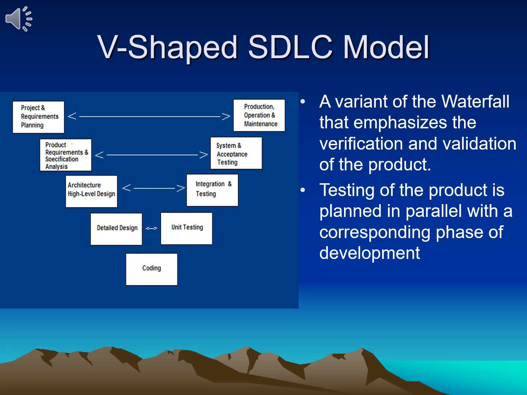Conclusion. The V-shaped SDLC model is best suited for projects where requirements are well defined and unlikely to change. It is commonly used in industries like aerospace, healthcare, and automotive software development, where reliability and safety are critical.